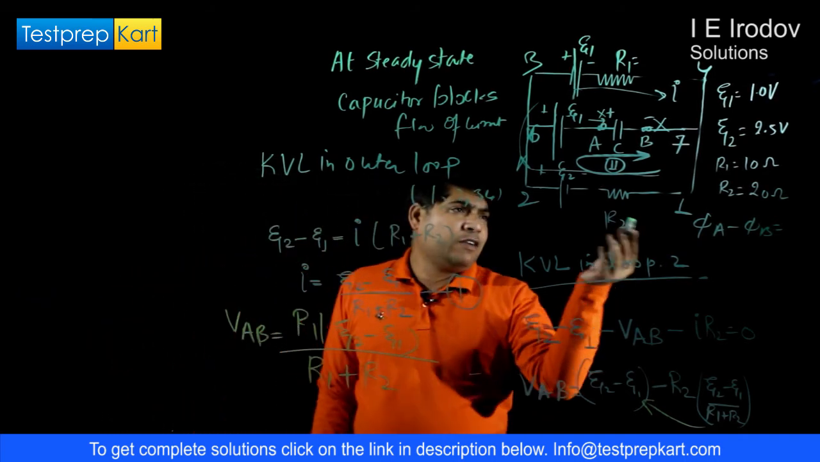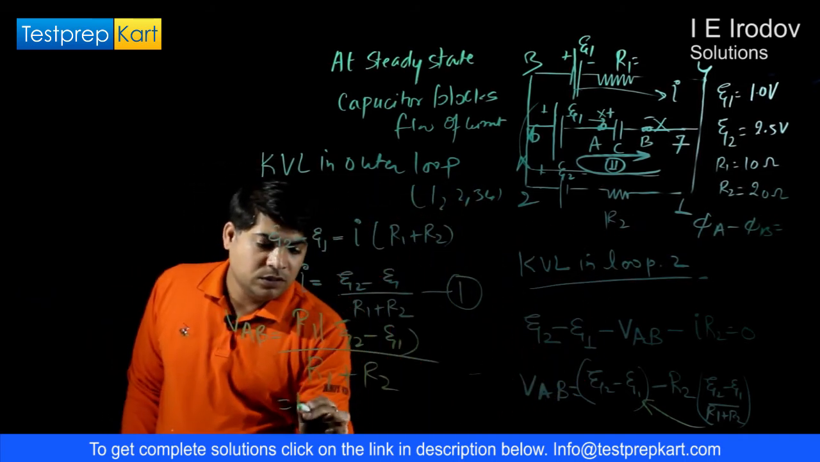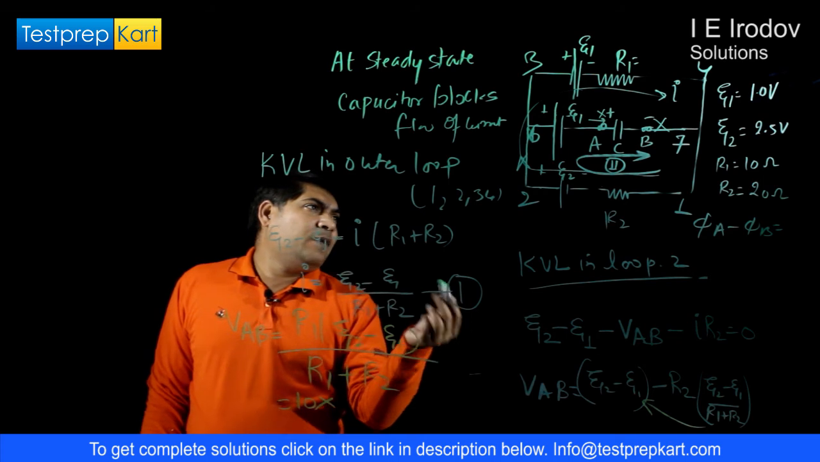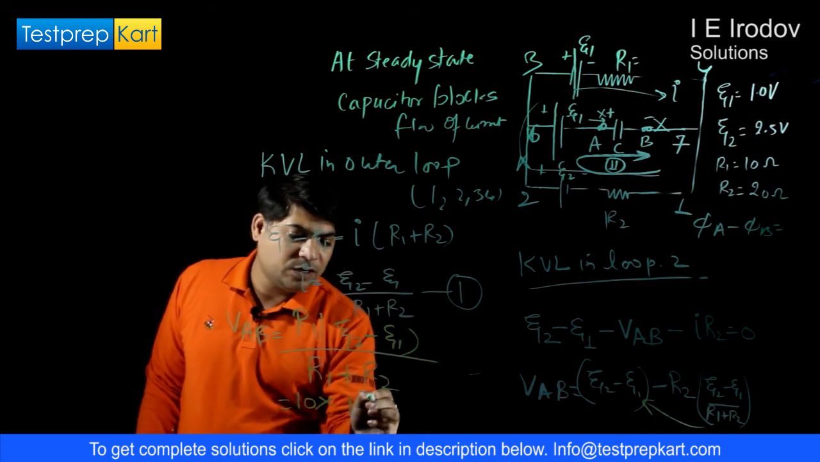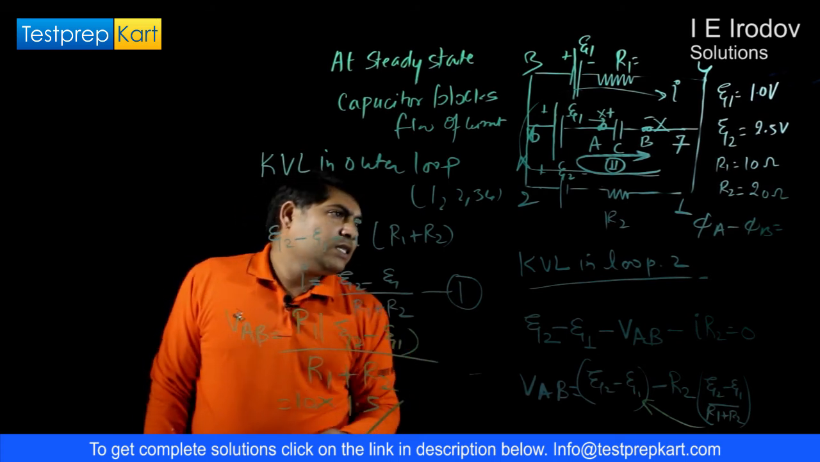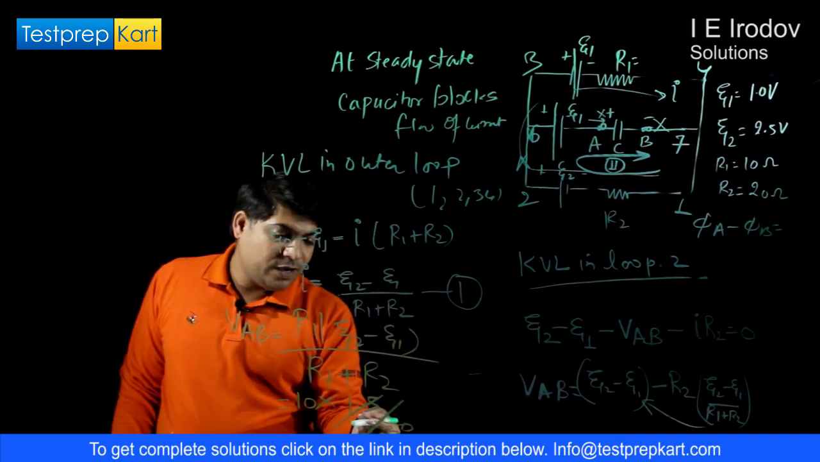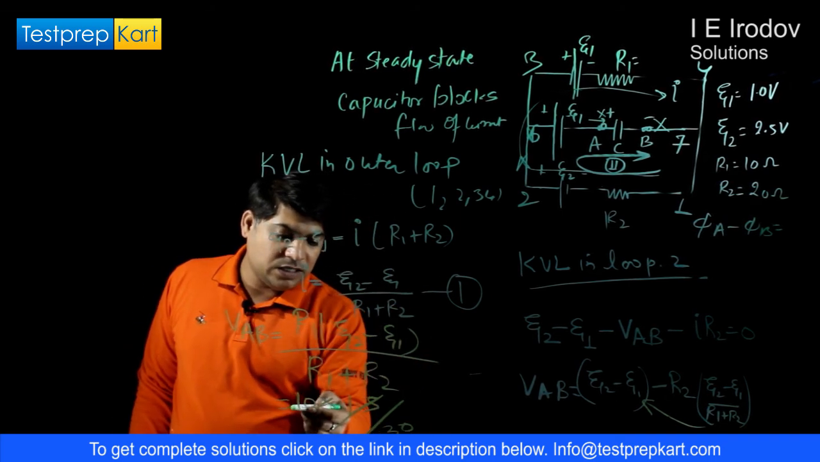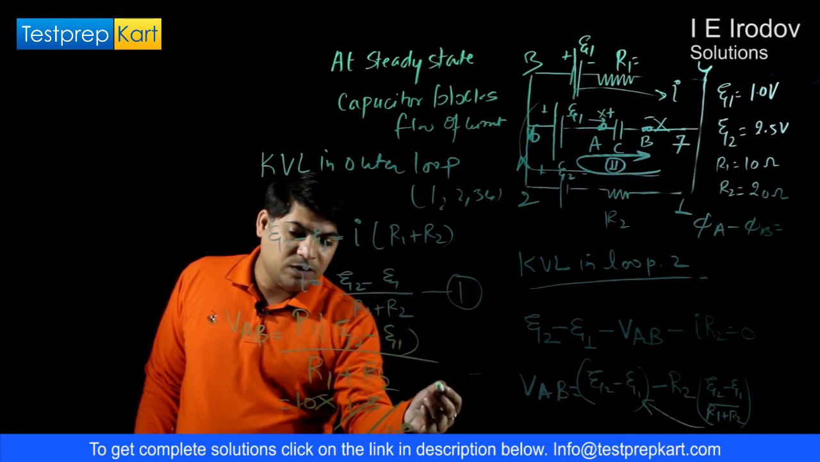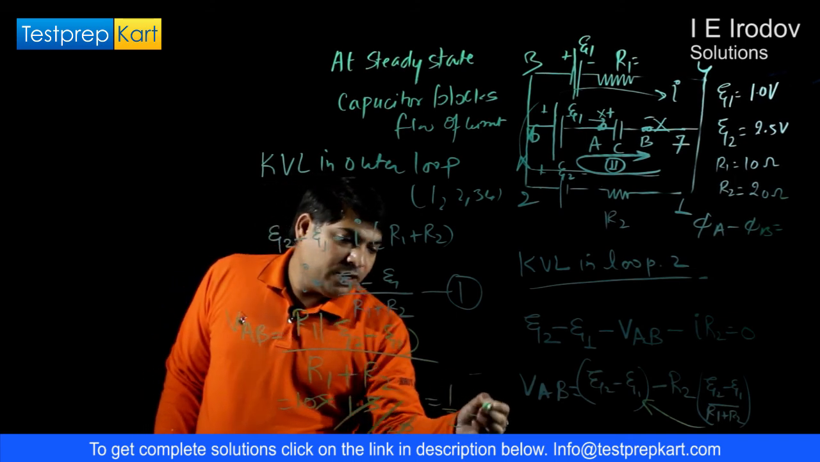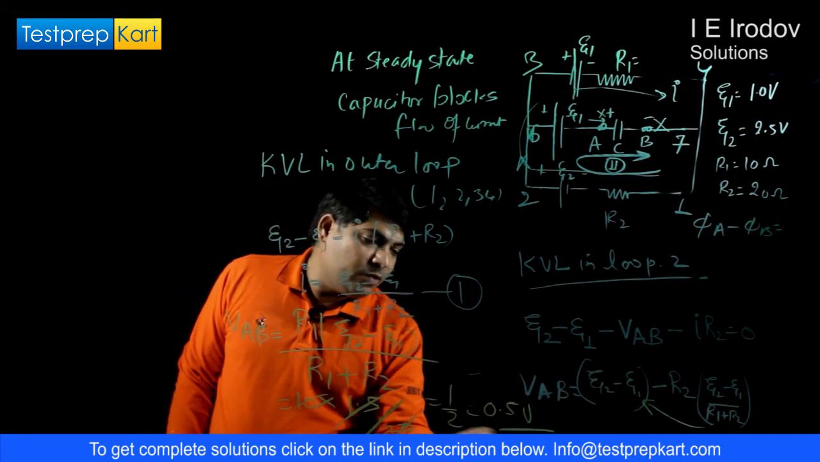So the known value of R1 is 10 ohm, E2 is 2.5 and E1 is 1, so E2 minus E1 is 1.5, and this is divided by 30. So 1.5 you can divide, this is 15 by 30, which is 1 by 2. So VAB is 0.5 volts.